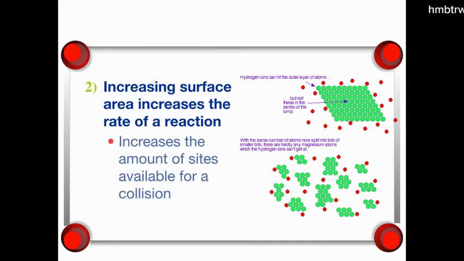Another situation that's going to increase the rate of the reaction is if I increase the surface area. And in order to increase the surface area, I would crush something up. So by crushing something, or breaking it up into pieces, I'm going to increase the rate of the reaction. I'm going to do this because increasing the amount of sites that are available for collision increases the likelihood of me having the favorable orientation.